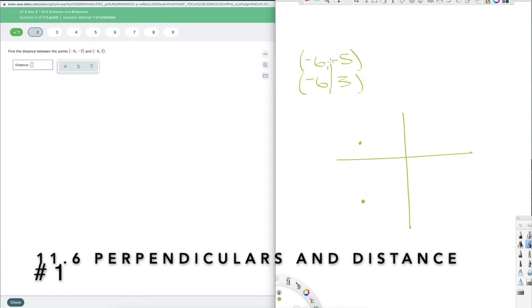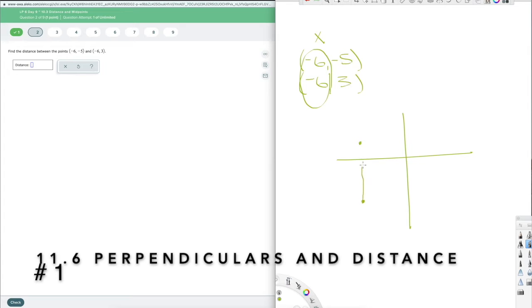So if we have a matching coordinate, it means they're either right above each other, like this one, if it's the x's. If the y's were the same, then they would be left and right of each other, because I would stay on the same y coordinate for both, if we had an example like that one. So when we have it like this, really I just want to know what's the distance between -5 and 3. So make sure you're paying attention.